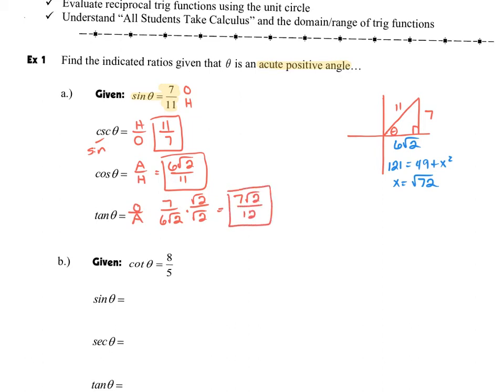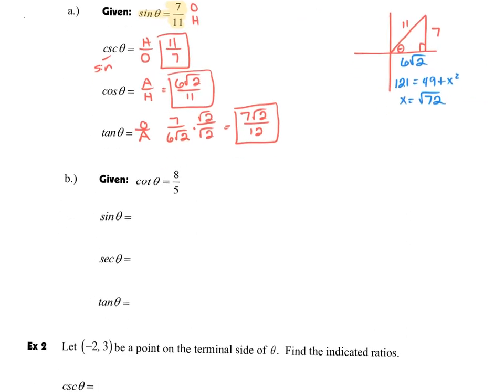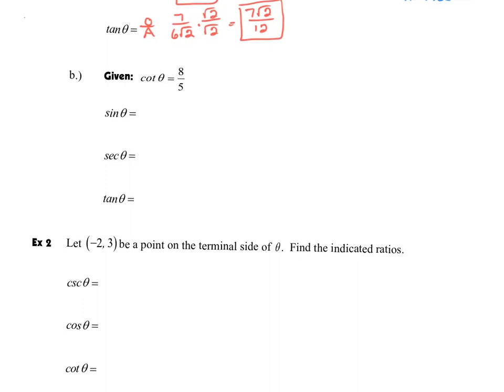So that takes care of that one. So let's take a look at just one more example so that we can look at another sample. This time it gives us cotangent. It's still an acute positive angle.